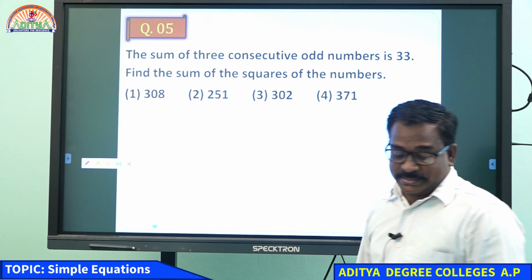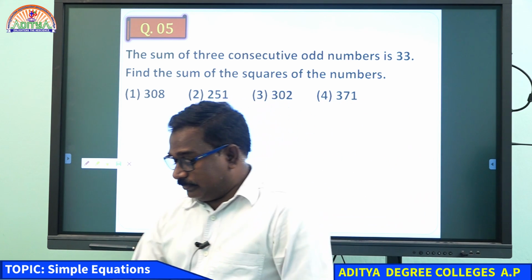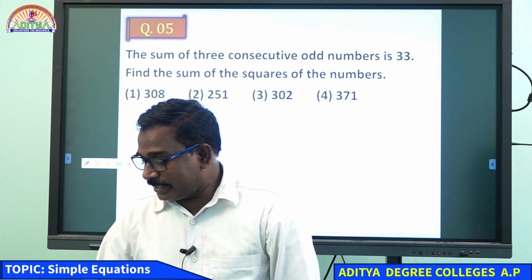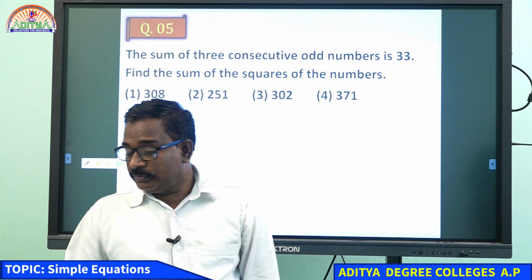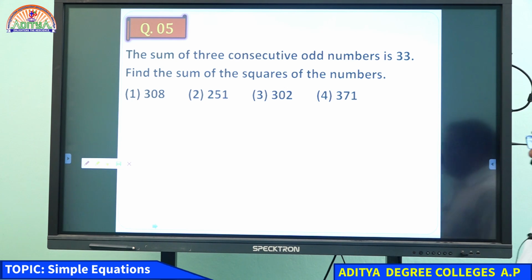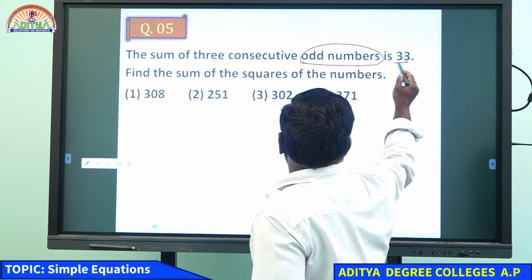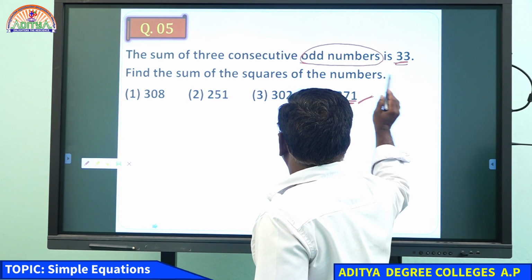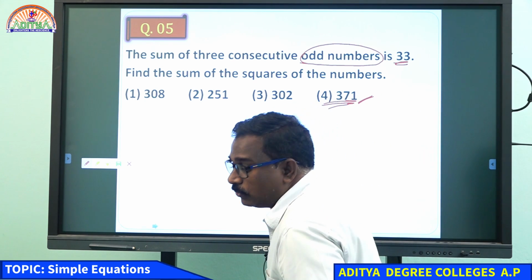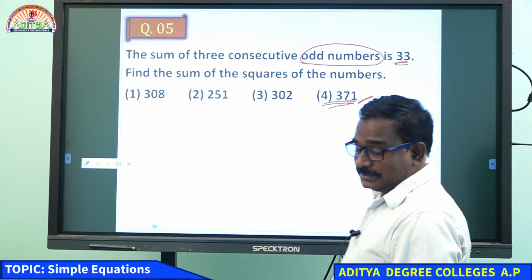371. Many of you have written 371. I think 371 is correct. In seconds, all of you gave the right answer. Very good. The sum of three consecutive odd numbers is 33. Many of you written 371 as the answer, and I think it is correct.